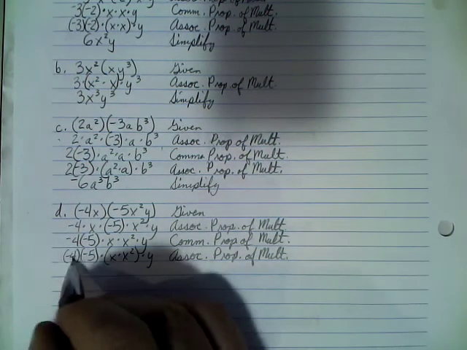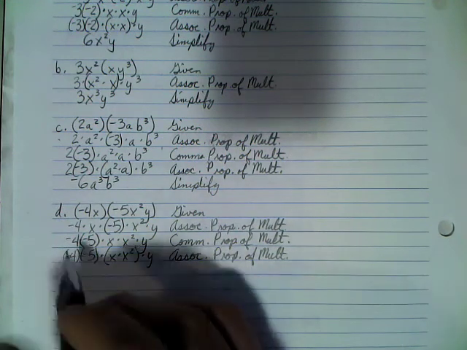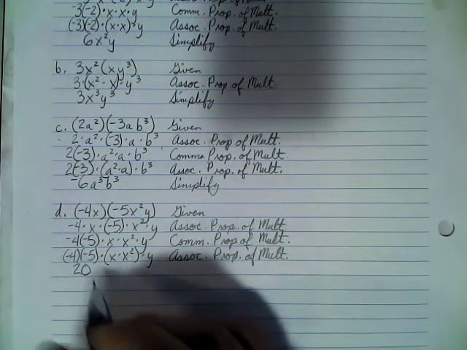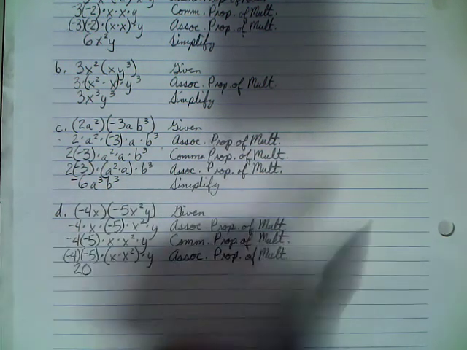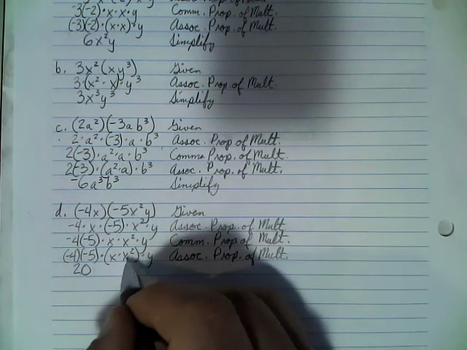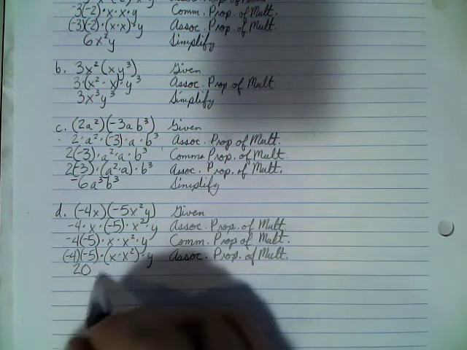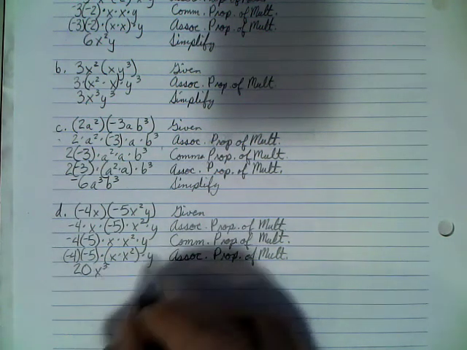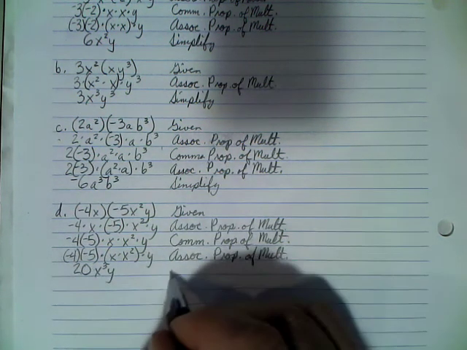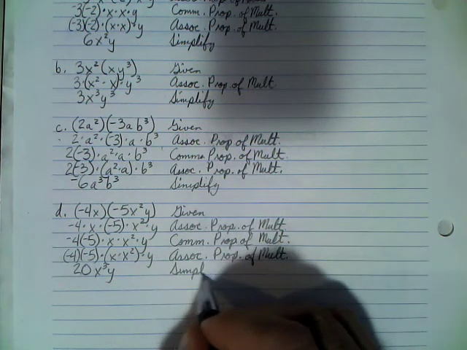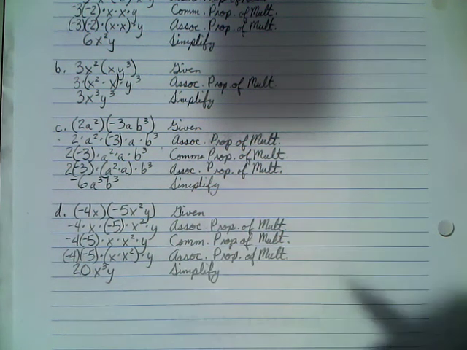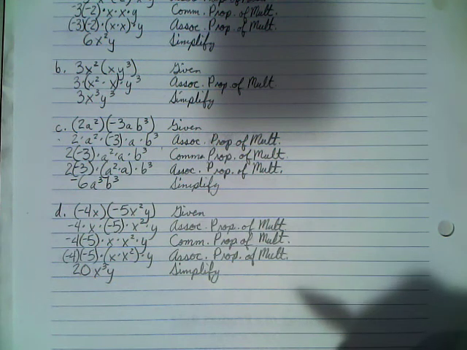So I'll finish it off. 4 times 5 is 20, but 2 negatives will cancel. So that's a positive 20. X to the power of a hidden 1 times x squared will be 1 plus 2, so that's x to the power of 3. And, well, y is just there when I simplify. And that's D.